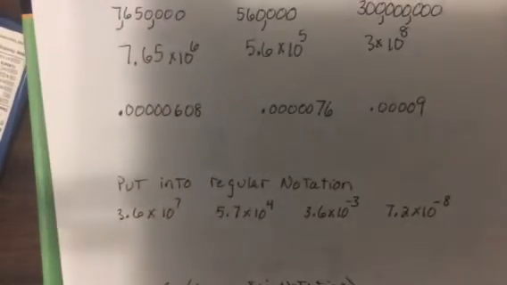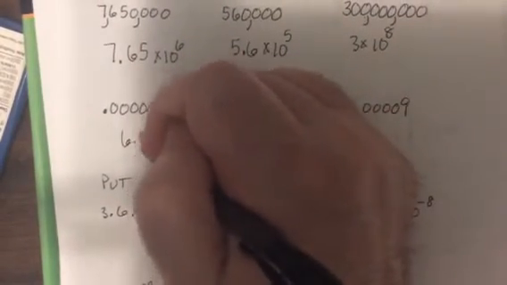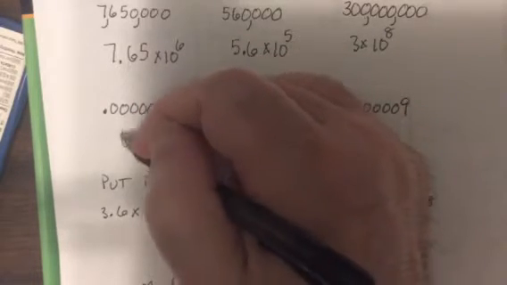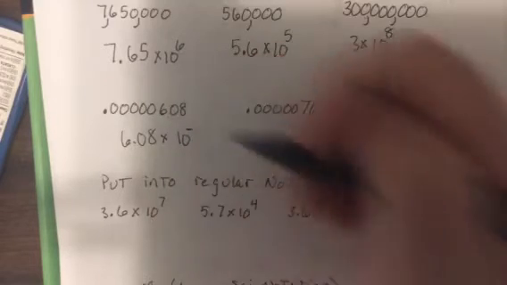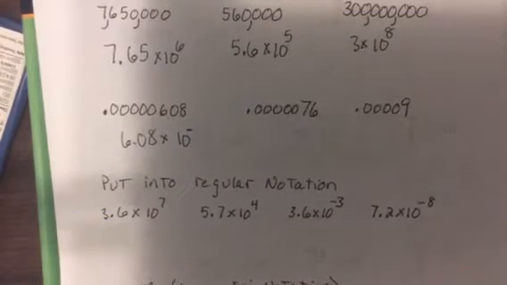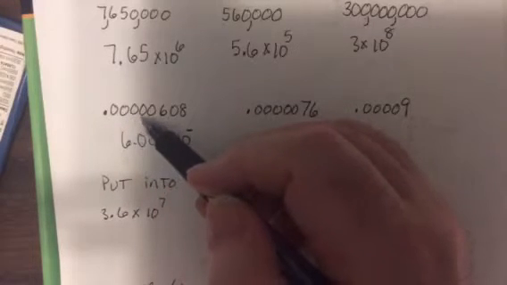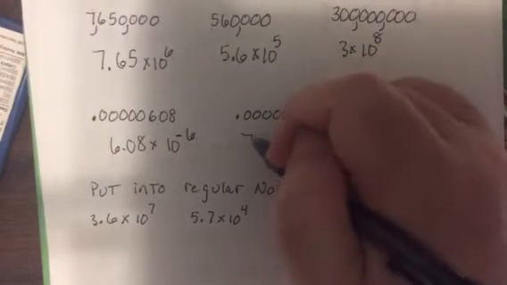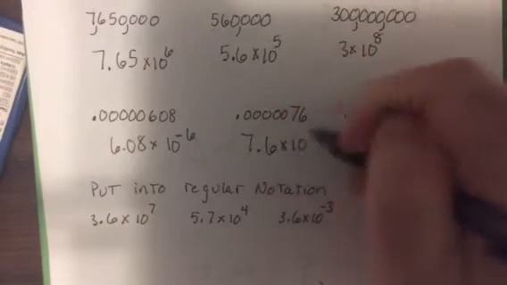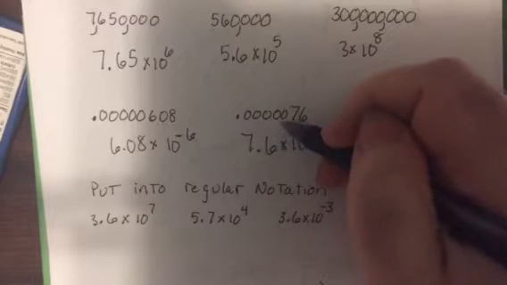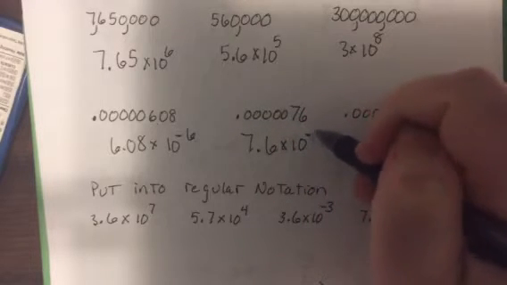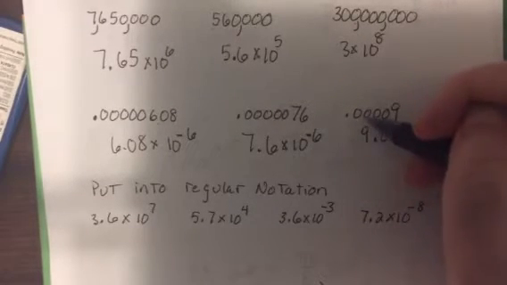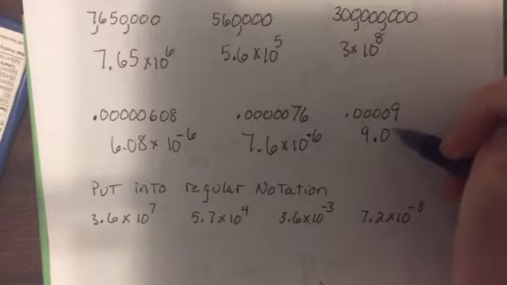Woohoo! Then this has to be 6.08. Move it till you get to the 6. Now we got to make this smaller to get the original, so it's a negative power. And it's 1, 2, 3, 4, 5, 6. So this would be 7.6 times 10 to the 1, 2, 3, 4, 5, 6. And this one is 9.0. 1, 2, 3, 4, 5.